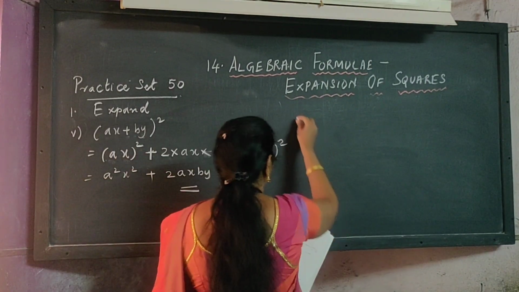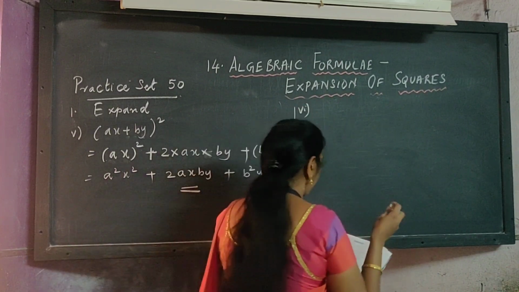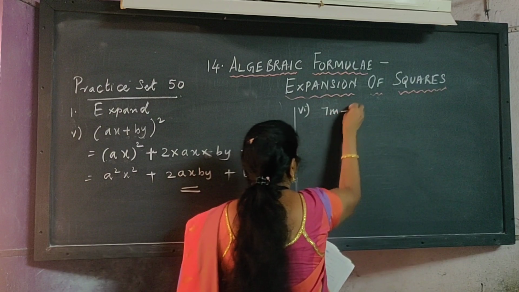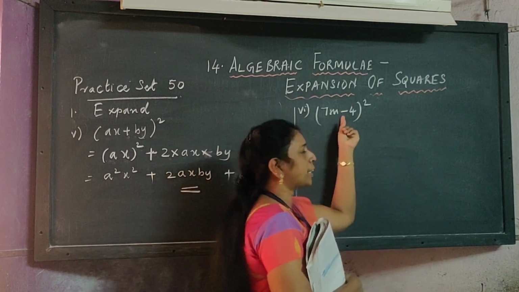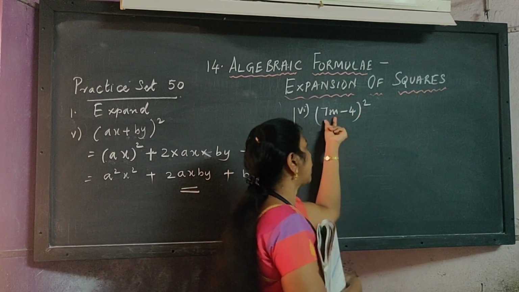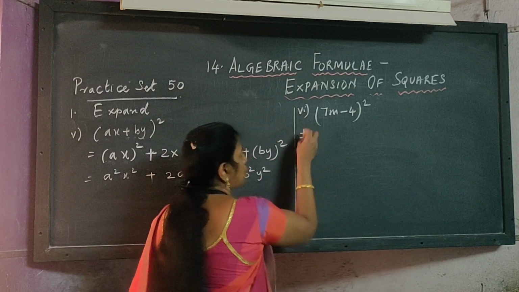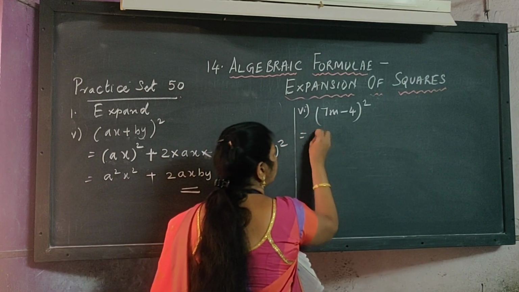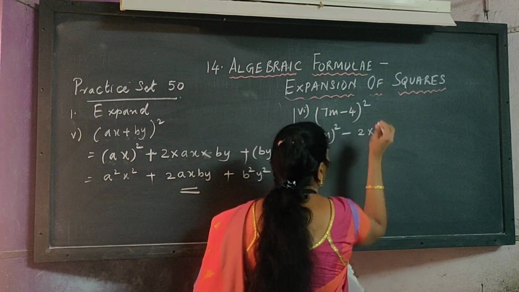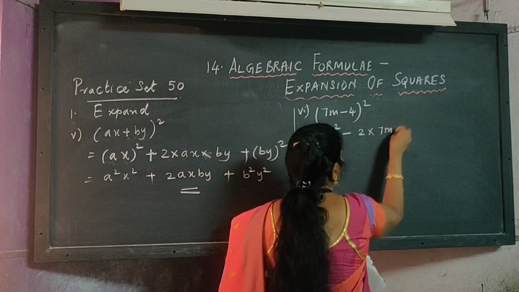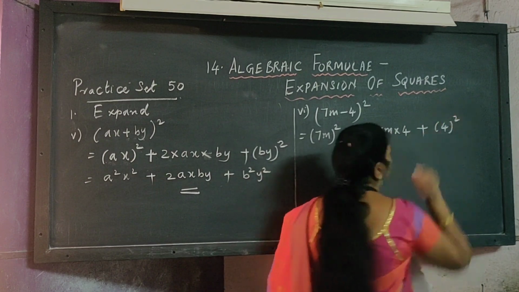Now for sum number 6, 7m minus 4 the whole square. Now this is in the form of a minus b the whole square. Here you will take 7m as your first term and 4 as your last term. So a minus b the whole square formula, that is first term square minus 2 into first term into last term plus last term the whole square.